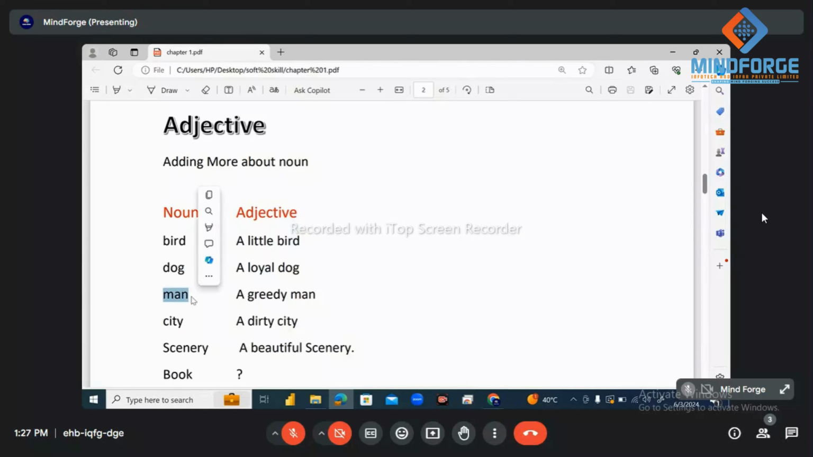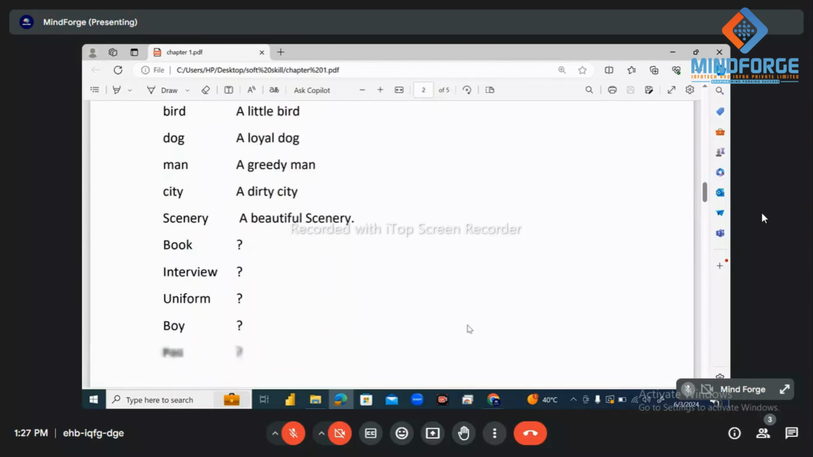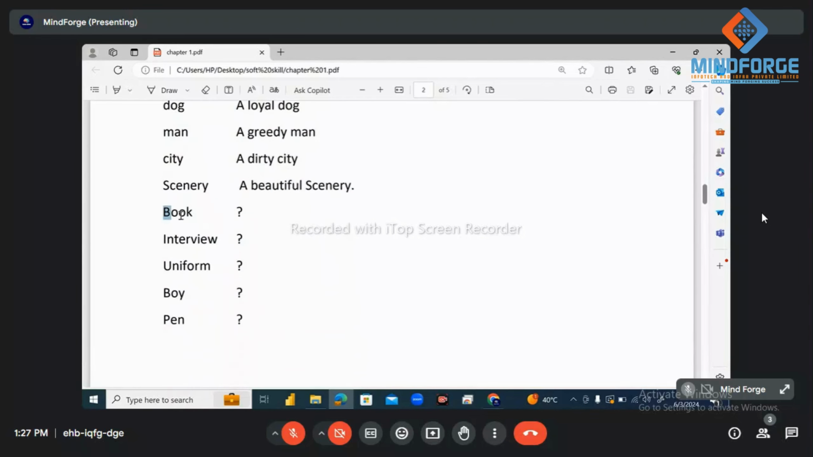Then man. For man, which kind of adjective can we use? We can use a greedy man, a smart man, a handsome man, anything. Okay. So city: a dirty city, a smart city, a big city, a small city, a beautiful city, anything, whatever word I am using, right? Those are all adjectives used for the city. Now scenery, a beautiful scenery. Now you can see the adjective is beautiful.